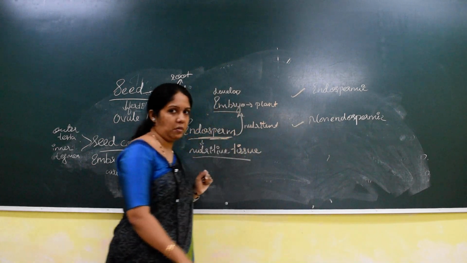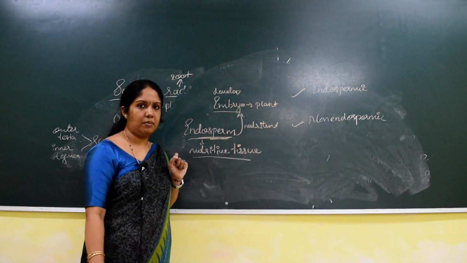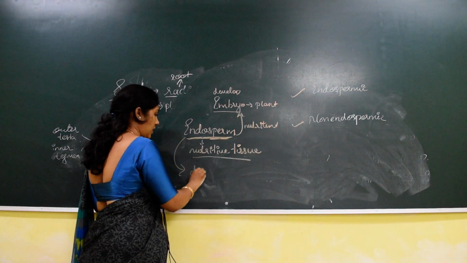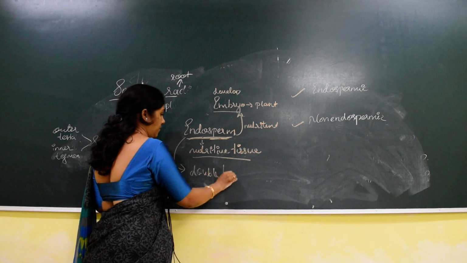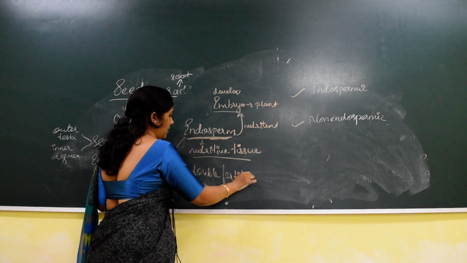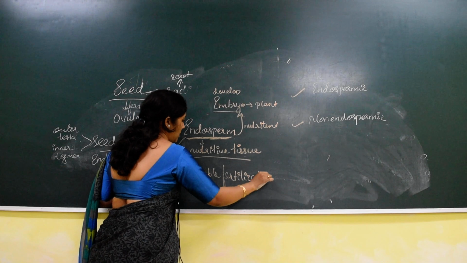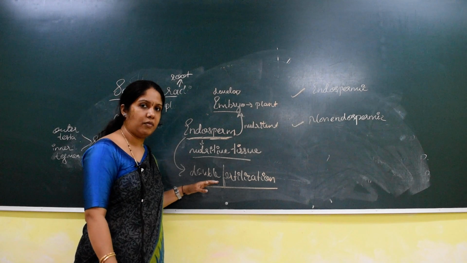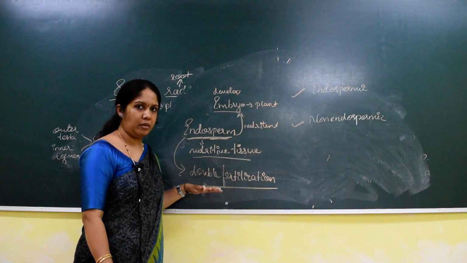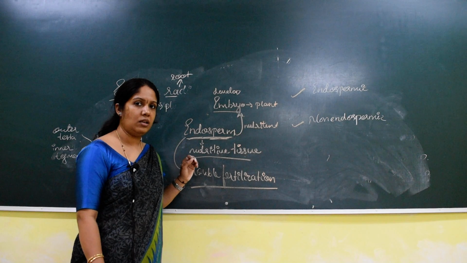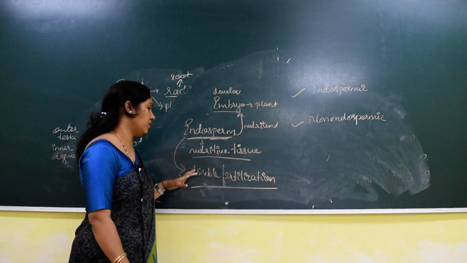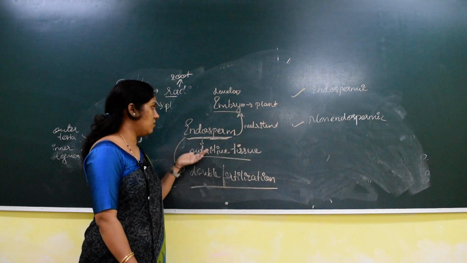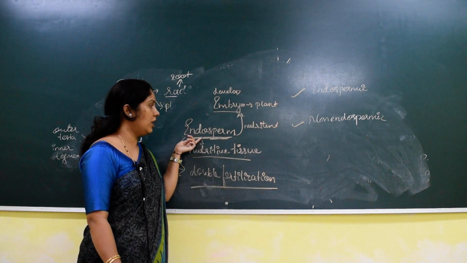endospermic and non-endospermic. So when this endosperm develops in the seed, or how it is developed, it is developed by a process called double fertilization. This we are going to study during the regular class. When we start the chapter, I am going to discuss the concept of double fertilization. Double fertilization, triple fusion, is a mechanism mainly seen in angiosperm plants. The double fertilization process leads to the development of a nutritive tissue called endosperm.